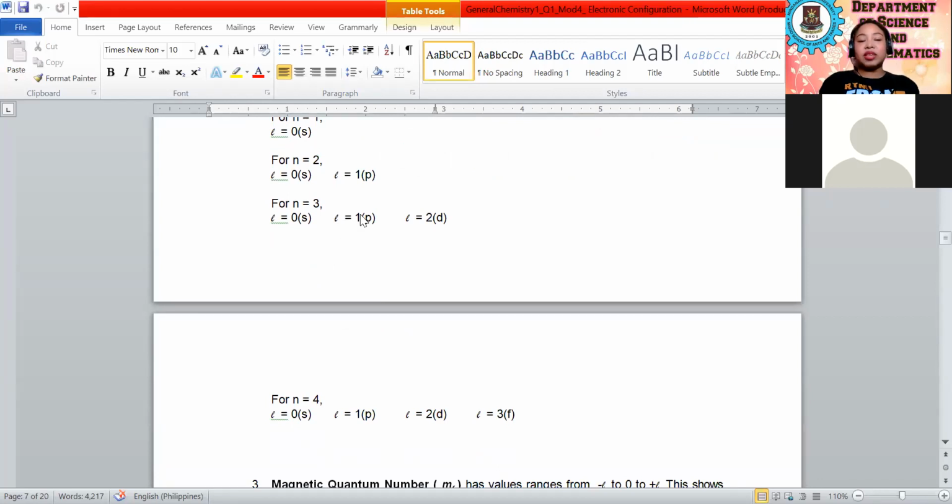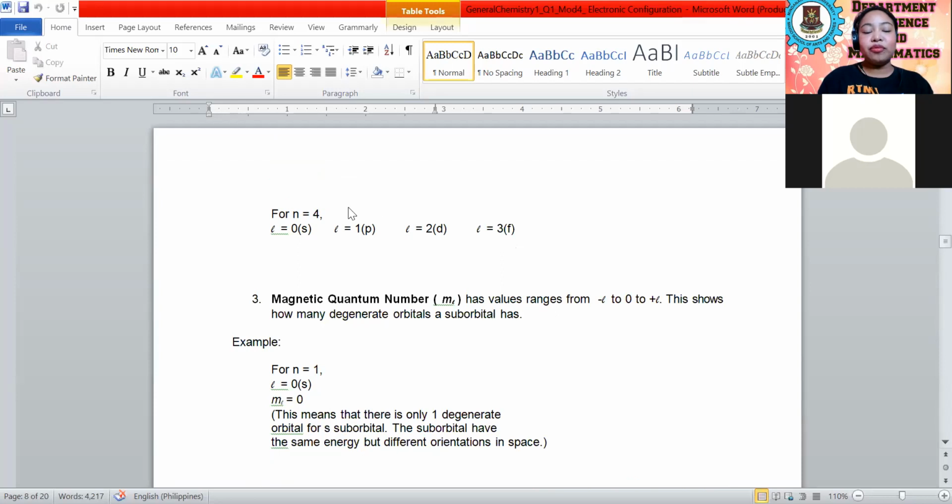For n is equal to 3, we have 0 to n minus 1. 3 minus 1 is 2. So we have 0, 1, and 2. So we have three subatomic orbitals: S, P, and D. For n is equal to 4, that is from 0 to 3, since 4 minus 1 is 3. So we have L equal to 0, 1, 2, and 3. That is S, P, D, and F.